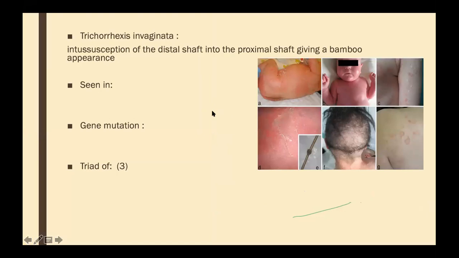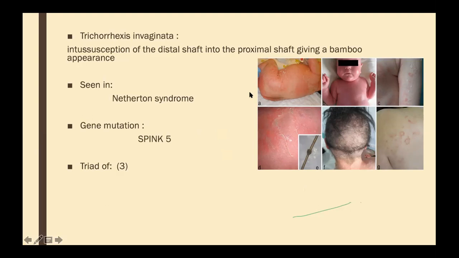Trichorrhexis invaginata is intussusception of the distal shaft into the proximal hair shaft, giving the bamboo hair appearance, seen more commonly in Netherton syndrome. Anyone know what is the gene mutation of Netherton syndrome? SPINK5, exactly. That's correct. It's a triad of 3 important clinical signs.